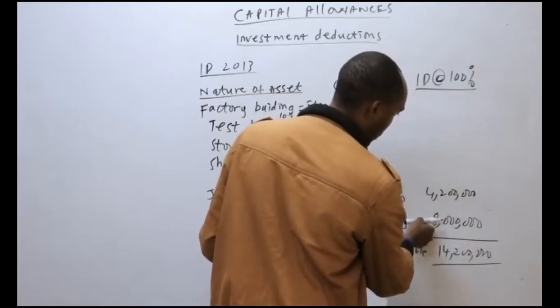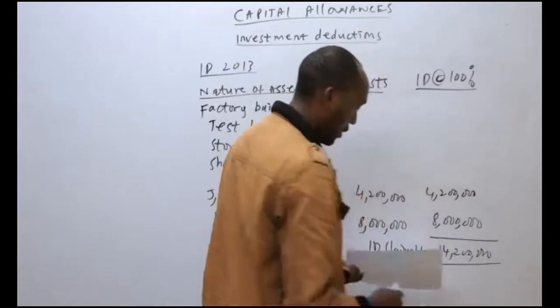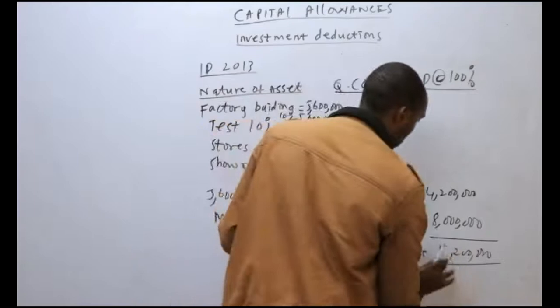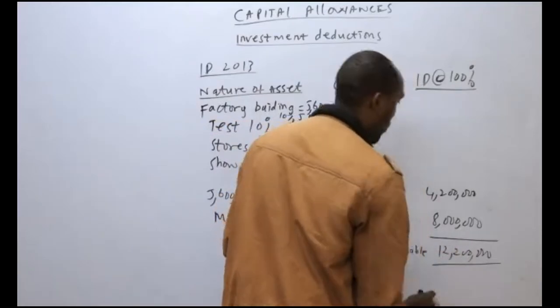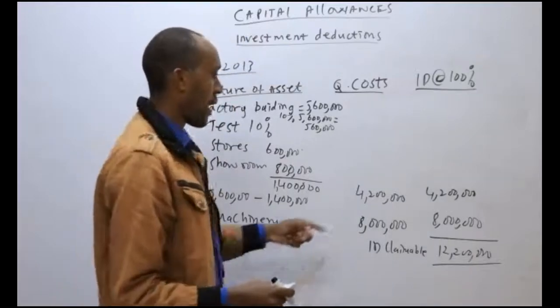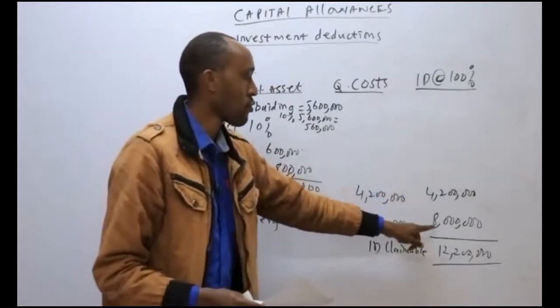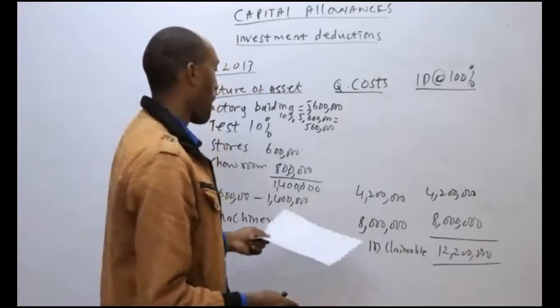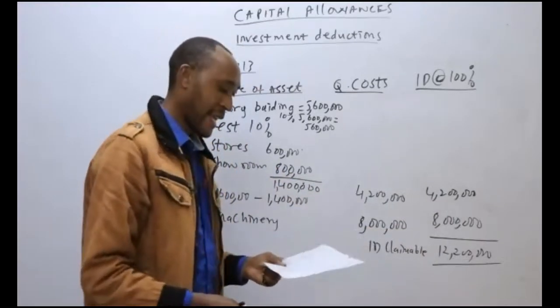8 plus 4 is 12. So this is supposed to be 12 million, not 4 million, not 14 million. It is 12 million 200. So basically we are adding 4 million, 4.2 plus 8 million. It gives you 12 million. So this is our ID claimable.